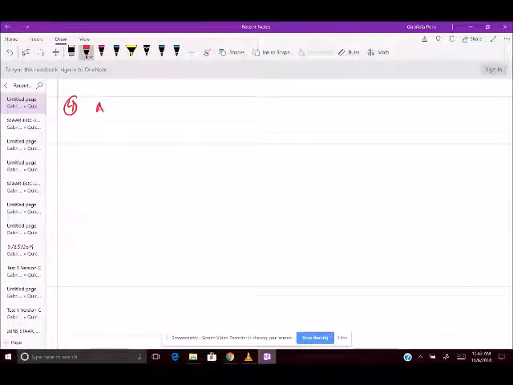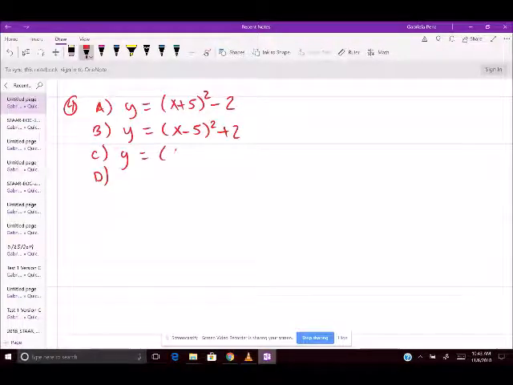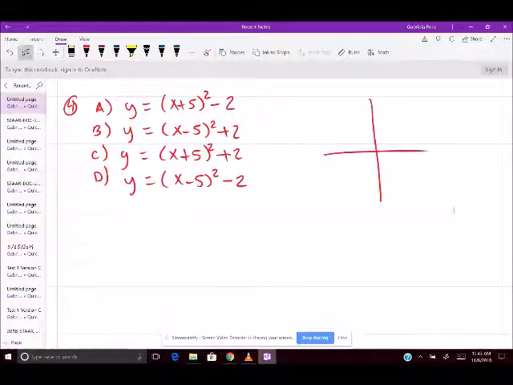Number 4, let's just give you 4 answer choices. Let's say it's y equals x plus 5 squared minus 2. y equals x minus 5 squared plus 2. y equals x plus 5 squared plus 2. And y equals x minus 5 squared minus 2.